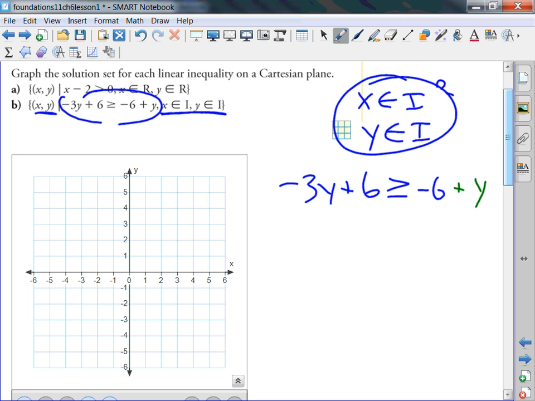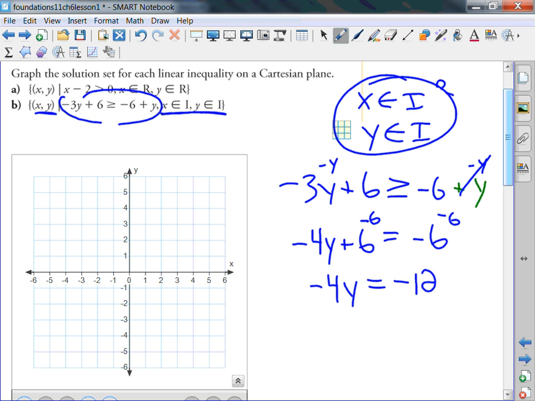First thing we're going to do here is isolate y. So I'm going to subtract y from both sides. That's going to leave me with negative 4y. Negative 4y plus 6 is greater than or equal to negative 6. Let's change that to an equal sign so that we can find our boundary. So we have negative 4y plus 6 is equal to negative 6. We can subtract 6 from both sides to get negative 4y equals negative 12. We'll divide by negative 4.